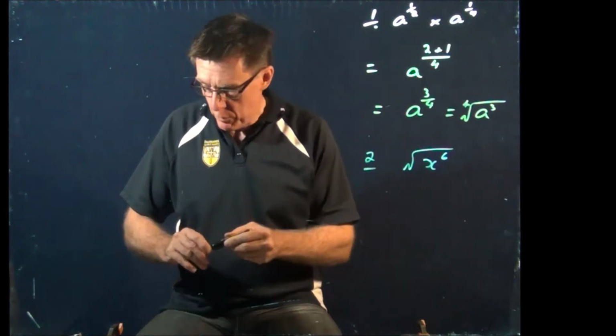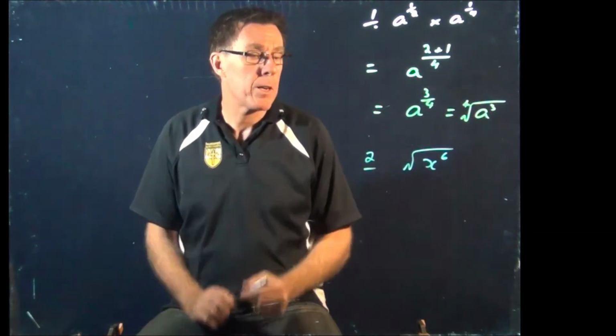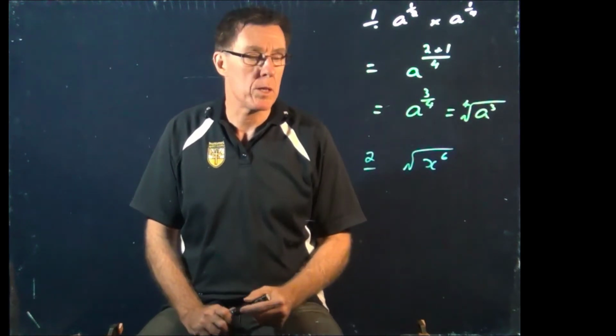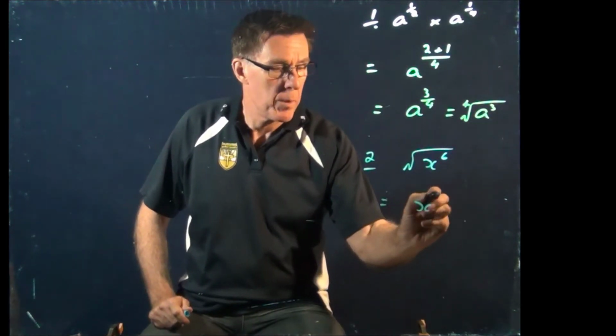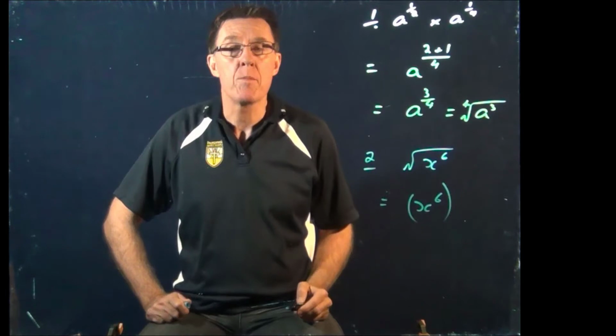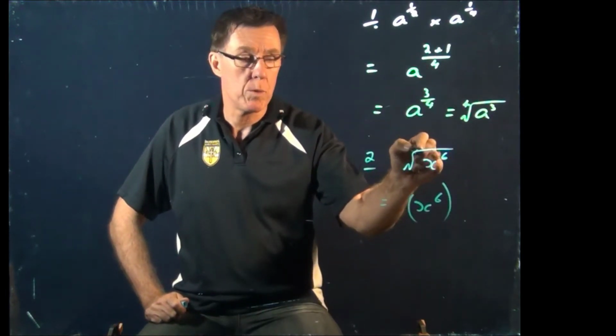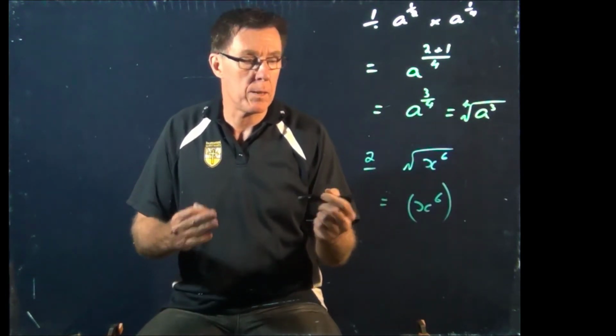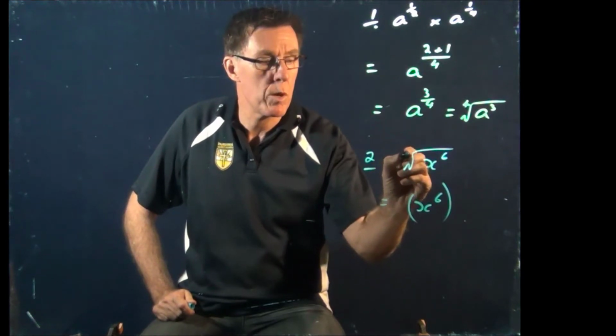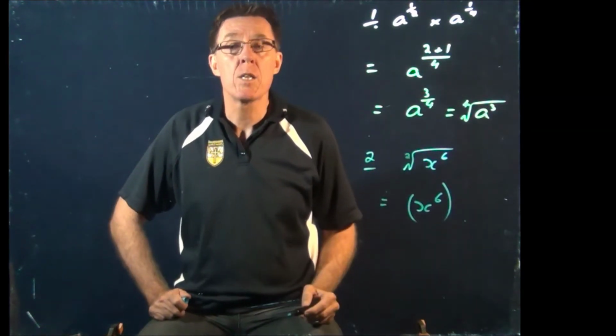This particular one, number 2: the square root of x to the power of 6. So I'm just going to leave the x to the power of 6 there, and I'll take my radical symbol, my surd symbol, out and put a fractional index in there. What fractional index? Well, square root means I'm taking the second root.